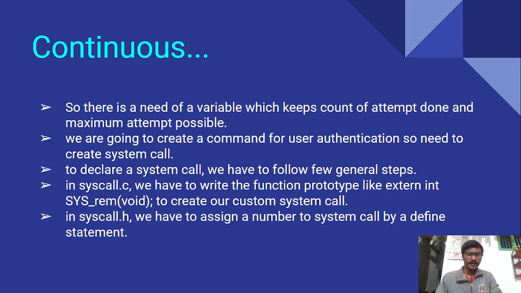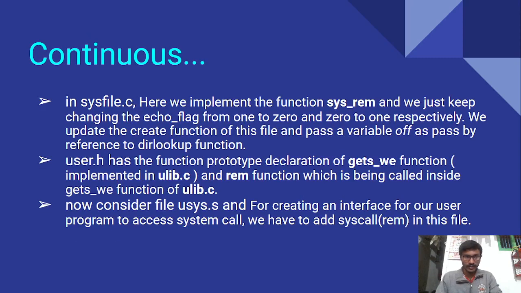We are going to create a command for user authentication, so we need to create a system call. To declare a system call, we have to follow a few general steps. Like in syscall.c, we have to write the function prototype, which is done by a statement like extern int sys_rem void to create our custom system call. In syscall.h, we have to assign a number to our system call by a define statement. Now in sysfile.c, here we implement the function sys_rem, and we just keep changing the echo flag from 1 to 0 and 0 to 1, meaning just the opposite.